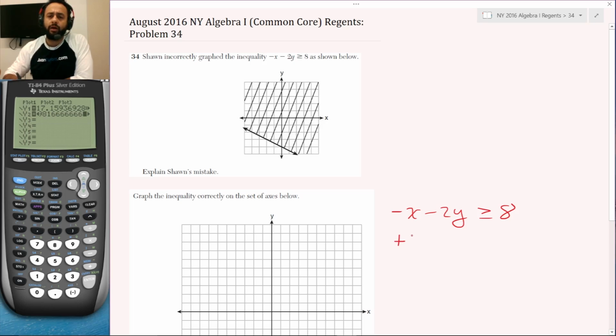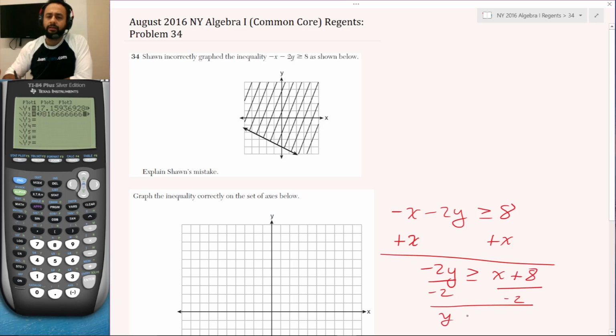So I'm going to isolate y. Plus x by the inverse operation method, and you get negative 2y is greater than or equal to x plus 8. Then I divide by negative 2 on both sides, and I got y is less than or equal to negative 1/2 x minus 4. So I see from this that the slope is negative 1/2 and the y-intercept is negative 4.